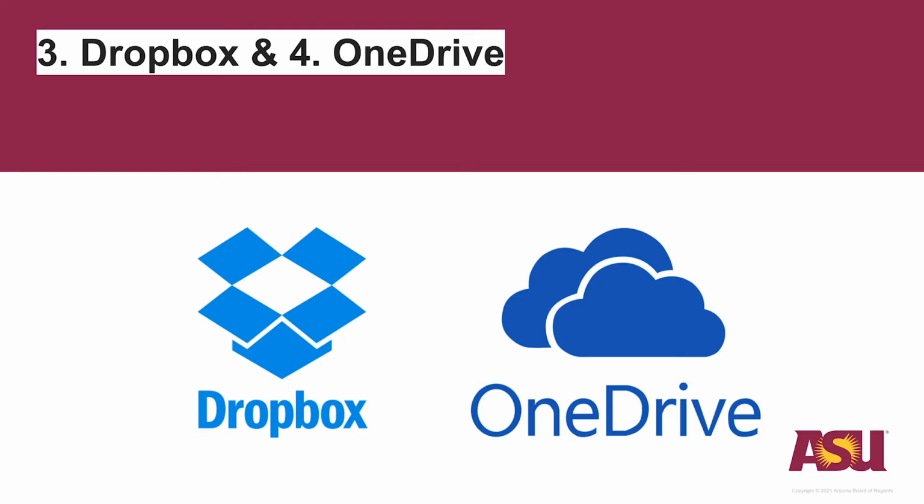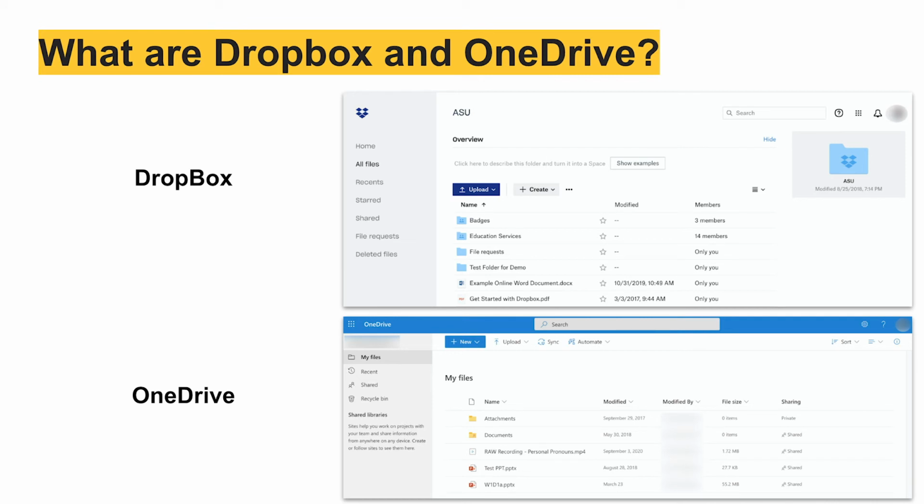Finally, we will cover Dropbox and OneDrive together, as they are similar products and have similar processes. Dropbox and OneDrive are both online cloud-based storage systems. Like Google Drive, users can add and organize files and folders as needed. Any changes to files will sync simultaneously to any shared links or embeds.